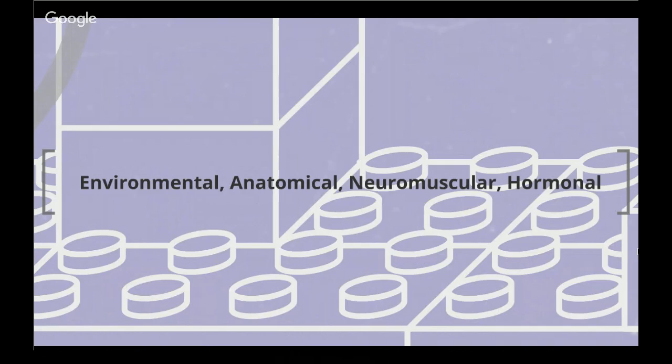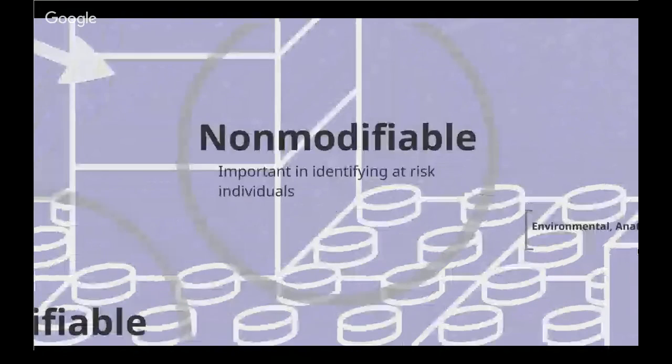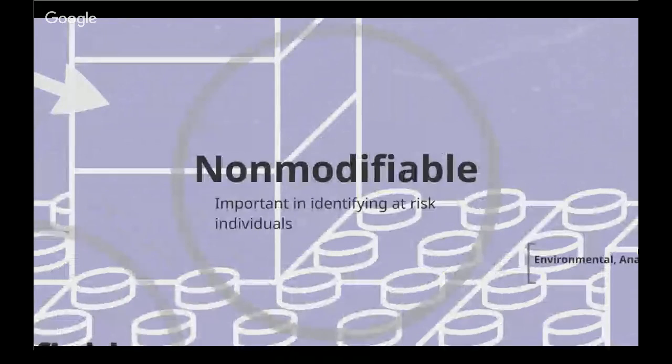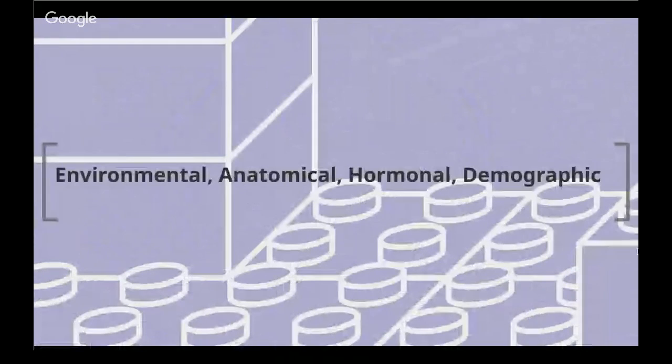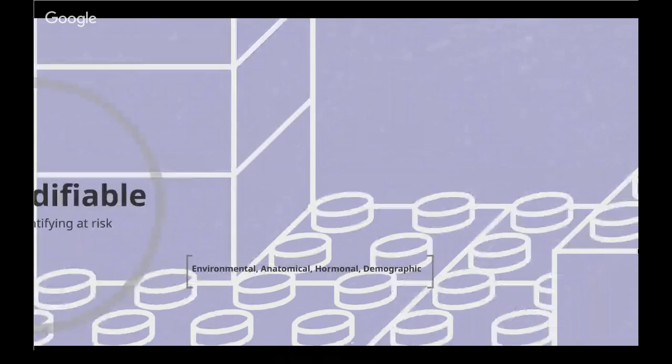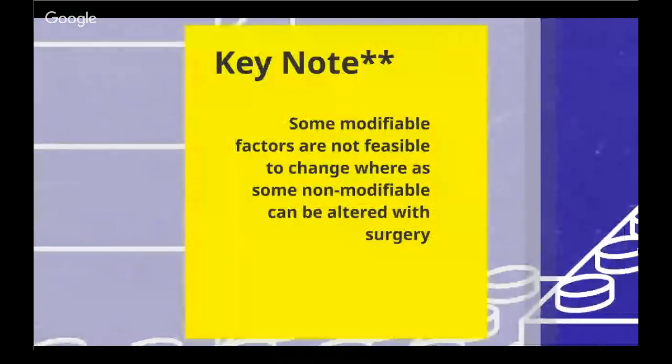treated with proper medications. And then you have non-modifiable, so these are important for identifying at-risk individuals and not necessarily for prevention. Environmental here is something like the playing situation or how your opponent is behaving, your cue angle or your postural alignment. Hormonal could be something like your menstrual cycle. And finally, demographic: age, sex, height, race, those types of things that can't be controlled. It's a keynote here that some modifiable factors, such as a playing surface, are not feasible to change, whereas some non-modifiable, such as your patellar groove, can be altered with surgery. So it can help eliminate those. So you have to keep that in mind.